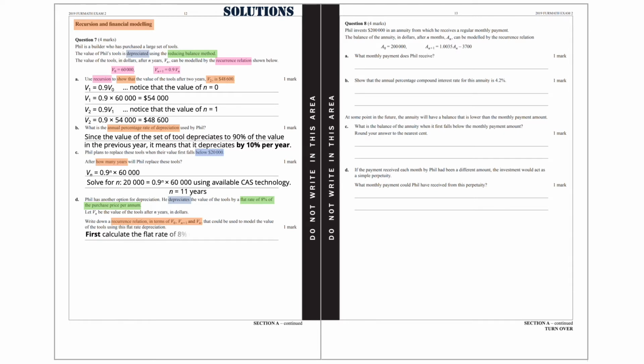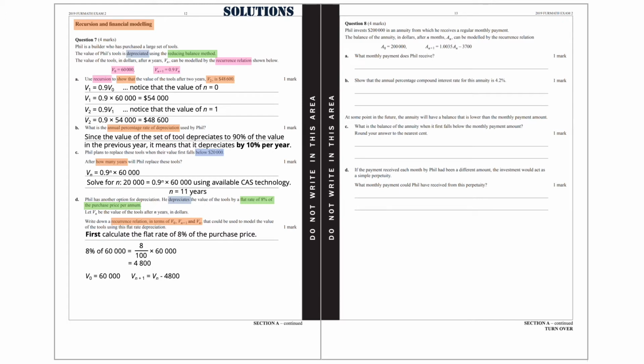First, we are going to calculate the flat rate of 8% of the purchase price. So 8% of 60,000 is equal to 8 over 100 times 60,000, which is equal to 4,800. Now, V0 equals 60,000, so Vn plus 1 equals Vn minus 4,800.